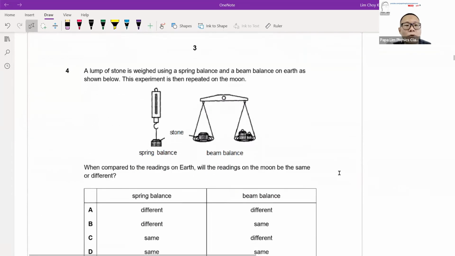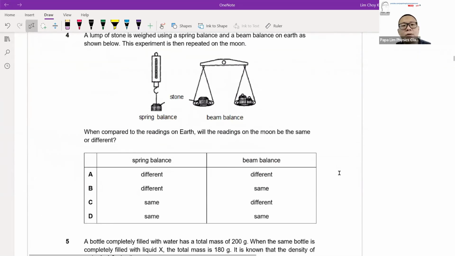Now question 4 is a standard example of mass balance and spring balance. First things first, students, we have to be sure what does a spring balance measure, and what does a beam balance measure?